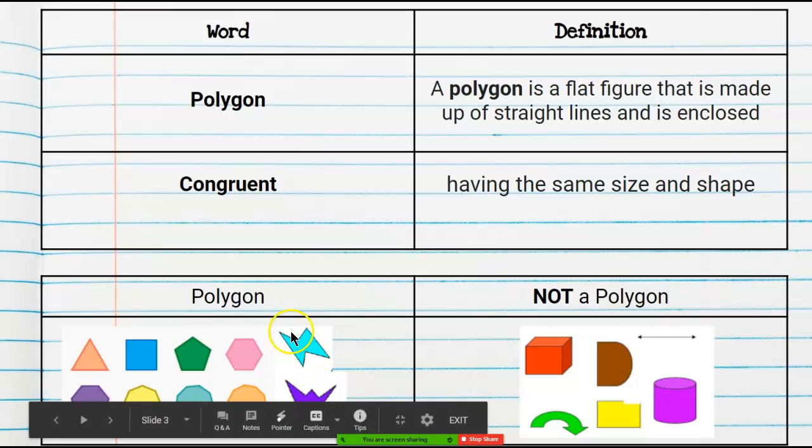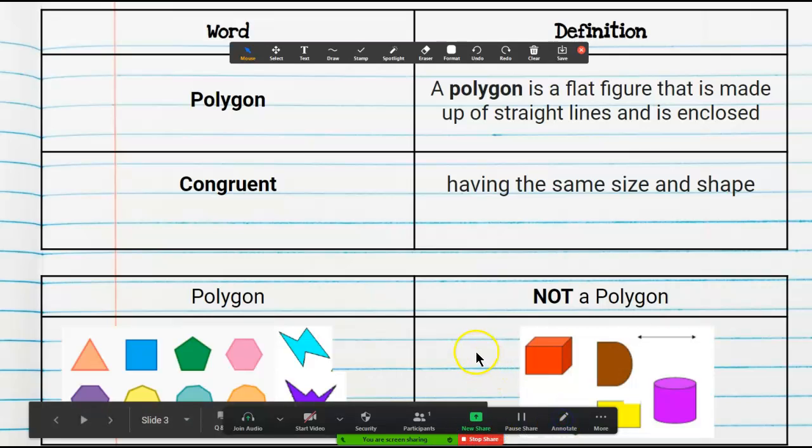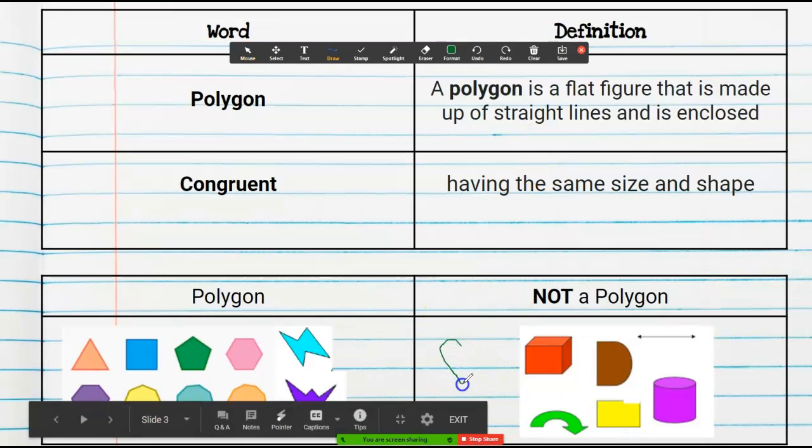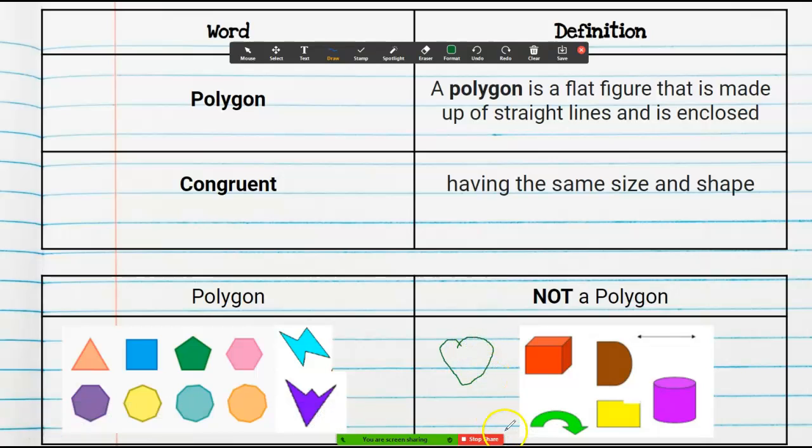Okay? So even these odd shapes, this is considered a polygon because it is closed in. For example, a heart would not be a polygon, okay, because, let's see that a little bit better, because of the curved lines. So yes, it is closed, but these curves at the top cause it to not be a polygon. Okay, a shape like this is not a polygon because it has a curve and it's open. It's not closed. So those are not polygons.